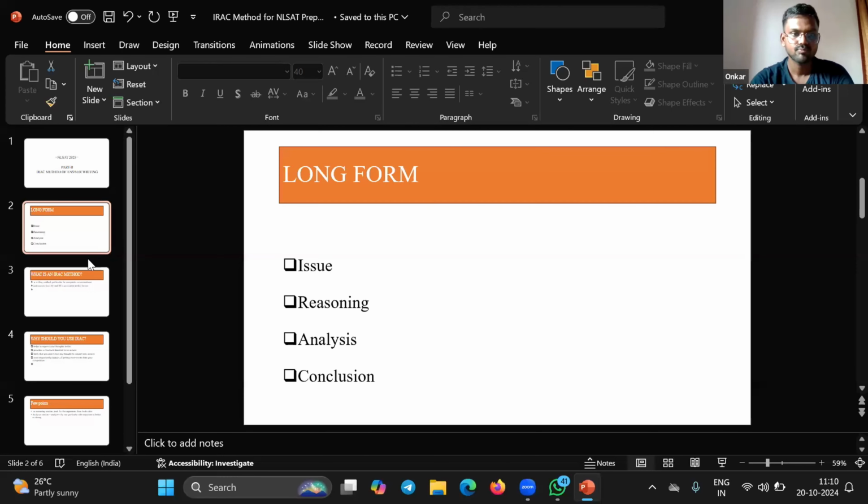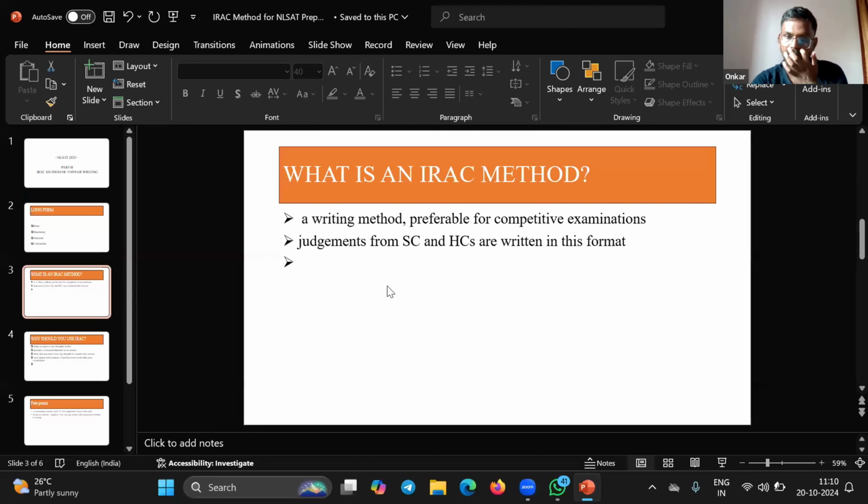What is IRAC? IRAC is a writing method, and it is a preferable writing method for competitive examinations where the questions are in a format in which the answer should be in a paragraph manner. So Part B of NLSAT, the mains examination of UPSC, and any other exam where the answer you have to write will be in paragraph format. So it is a preferable writing method. Why is it preferable? That we'll discuss.